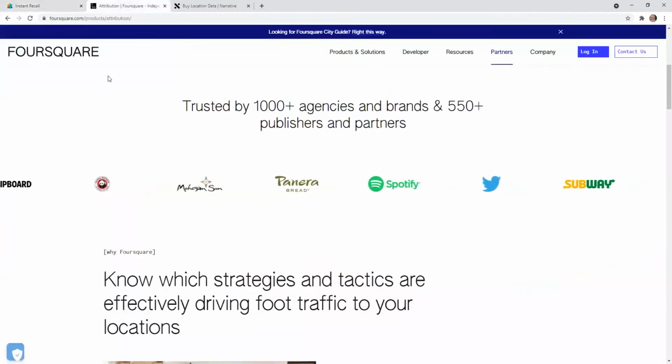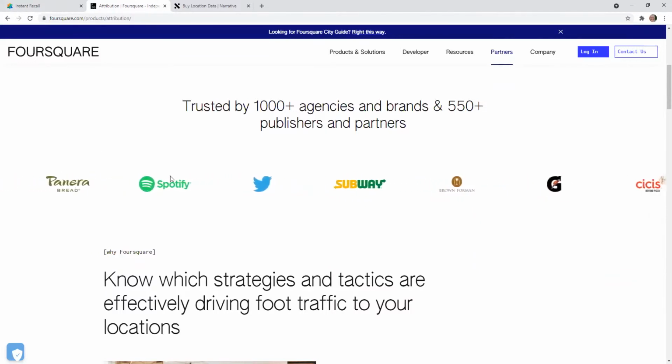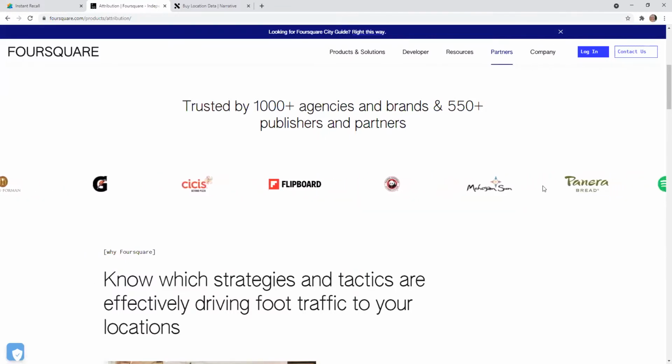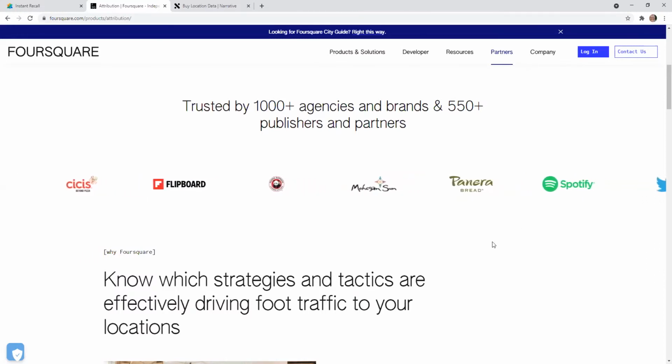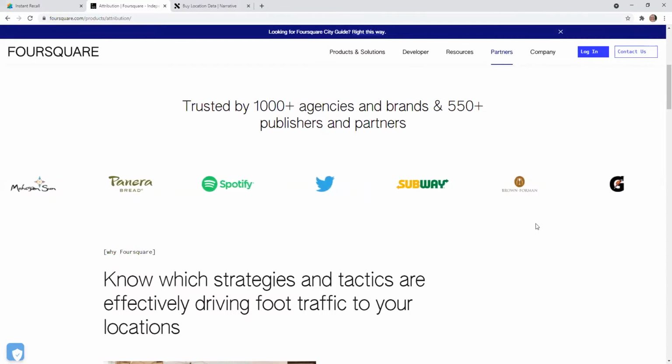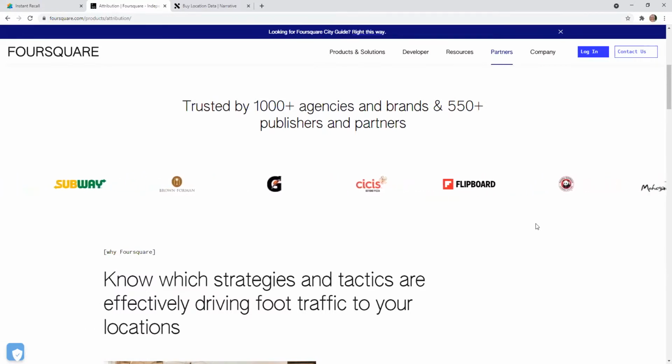One of the companies we have a contract with is Foursquare, okay, foursquare.com. You can see Panera Bread and Spotify and Twitter and Subway sandwiches. They're all going to be customers. It says trusted by 1,000 agencies and brands and over 550 publishers and partners. So there's all these major brands. Everyone's familiar with Panera and Spotify probably, and Twitter and Subway sandwiches, obviously. So these companies buy that data to make assessments on maybe where to put a new store, or traffic flows at a particular time of day in a particular community to determine what their staff would be like at that time of day if they have a bunch of people running in to order a sandwich.